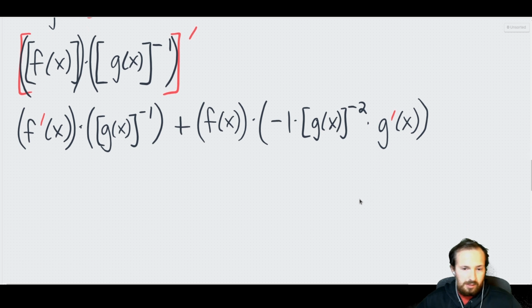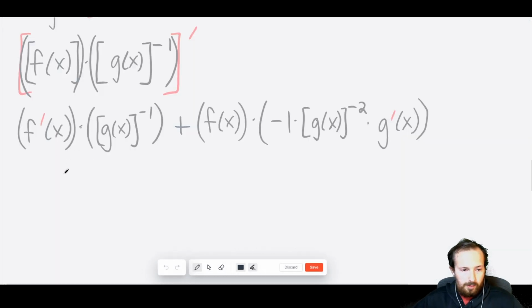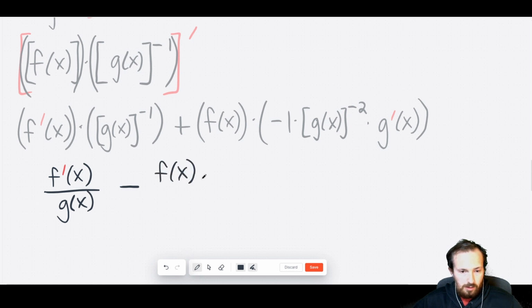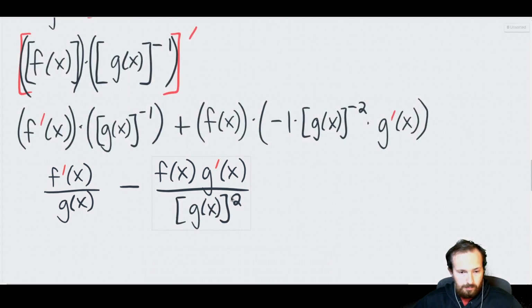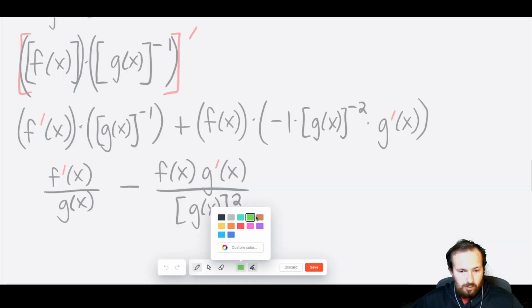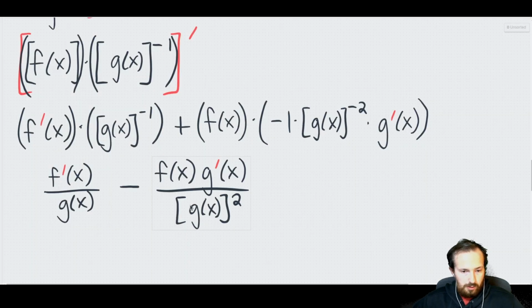So how can we simplify it a little bit more? Well, think about what this is. This is really f prime of x. And then what does it mean to have g of x to the negative 1 power? It really just means divide by g of x. And then we have a negative 1 here. So we have a negative and then an f of x. And then we have a g prime of x. And then we have g of x to the negative 2 power. That's really going to be g of x squared. And now this is a lot cleaner or closer to the final quotient rule.